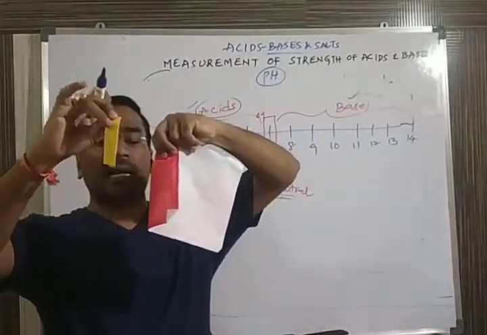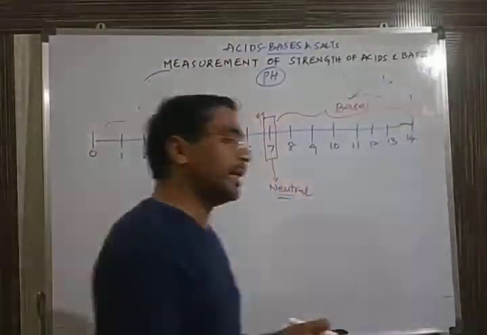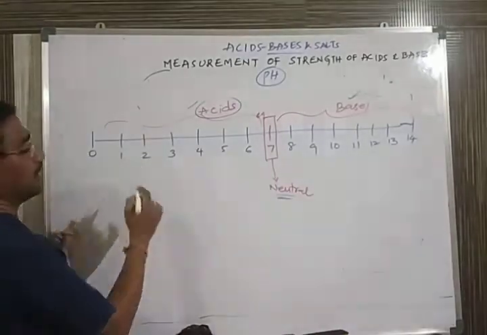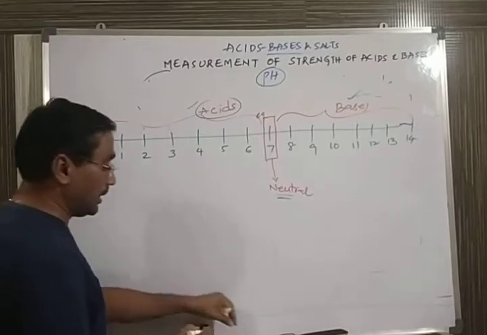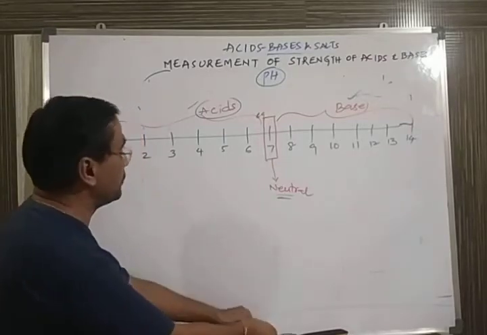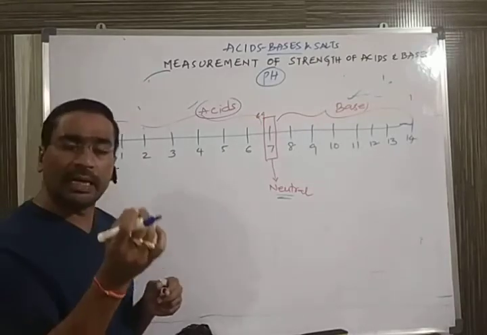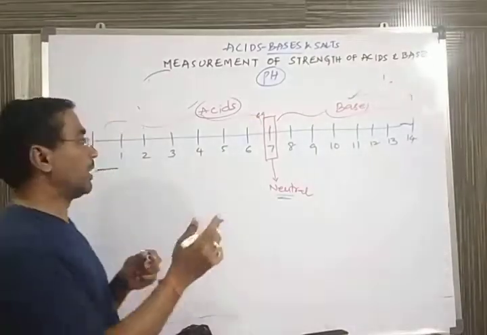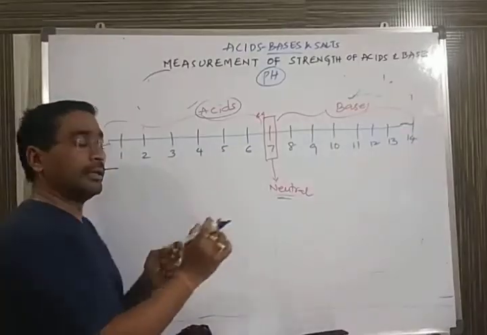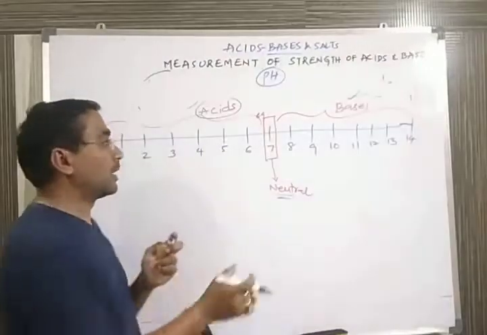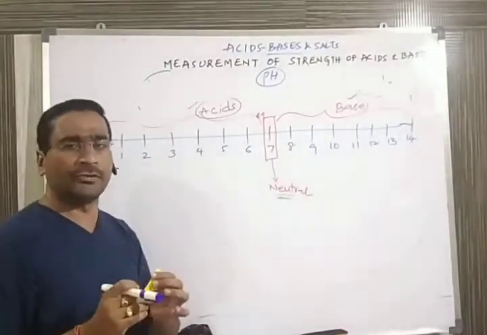If your paper after dipping in something turns to a reddish color, dark red normally indicates a pH of 0 to 1. Then 1 to 2 is a little bit lighter, light red. Next 3 to 4 is a little bit orange, 4 to 5 is orangish yellow, 5 to 6 is yellow. Like this, you will get different types of colors.